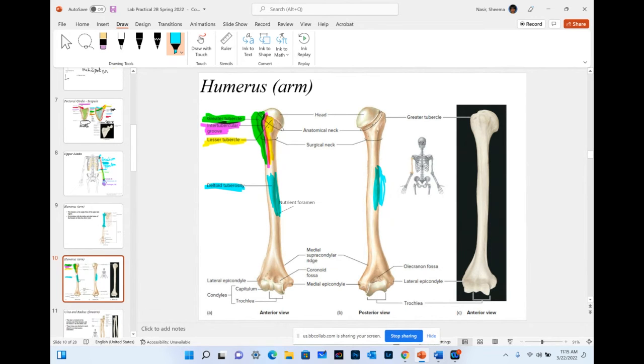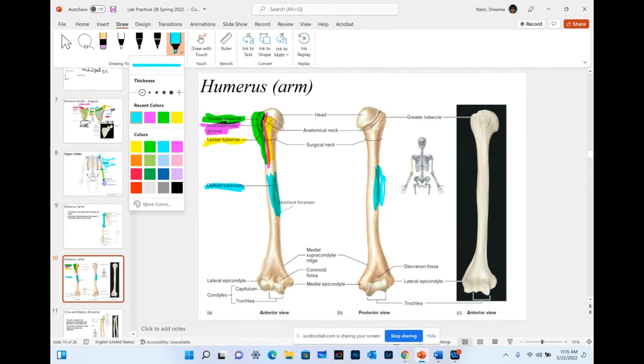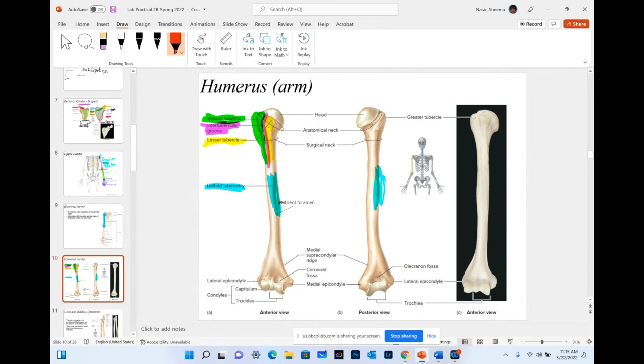Now, foramen, they can be present anywhere, nutrient foramen. So they are showing nutrient foramen right here, but it can be present anywhere. Do you understand? Nutrient foramen allows nutrient artery to pass through it and supply the bone, basically.